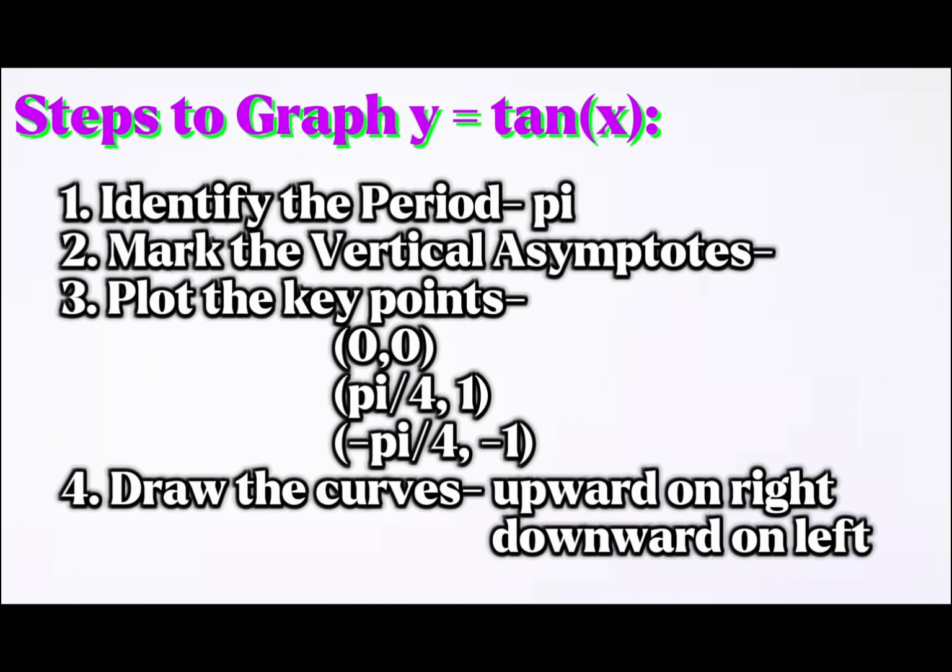Next, you have to plot the key points. Use (0, 0), (pi over 4, 1), and (negative pi over 4, negative 1). Then lastly, you have to draw the curves. The graph moves upward on the right and downward on the left between the asymptotes.